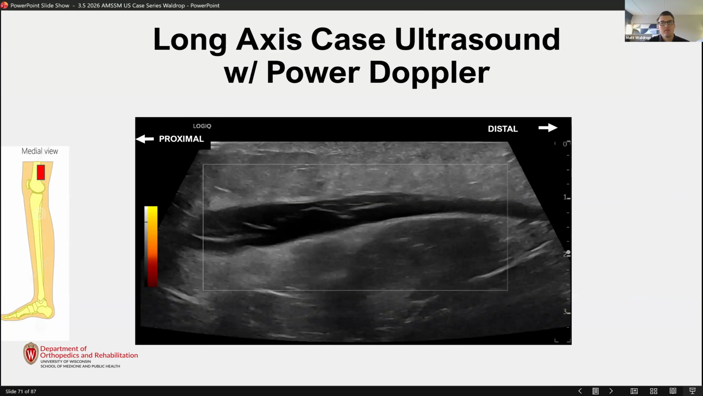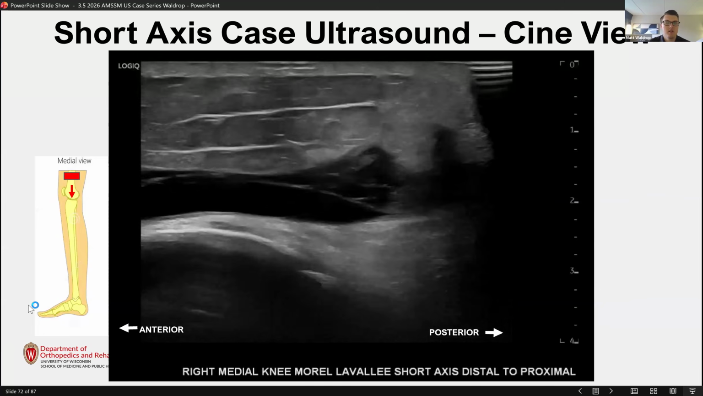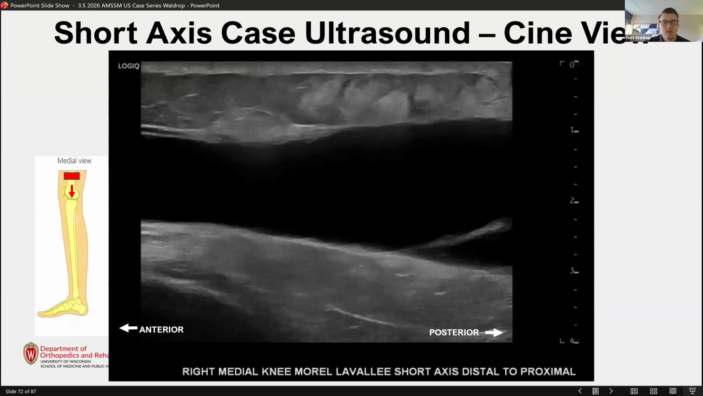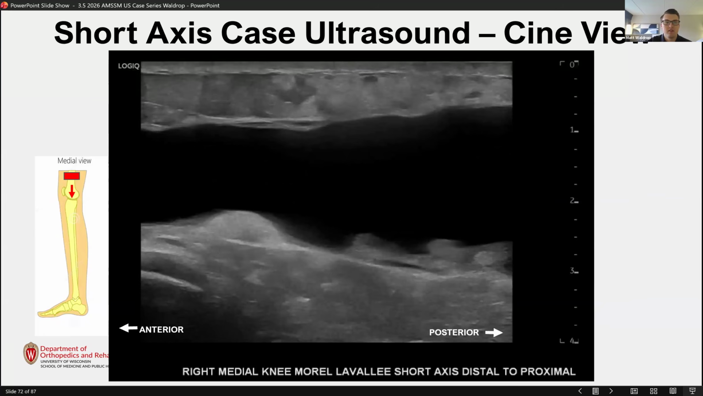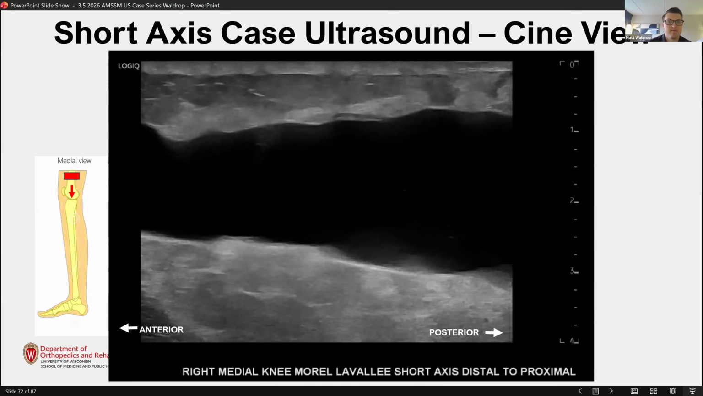Here is a brief image of the lesion in long axis with power Doppler, just demonstrating an absence of any flow. And then this here is a cine view, or a video, of that Morel-Lavallée lesion from proximal to distal, just traveling or translating down that lesion in short axis.